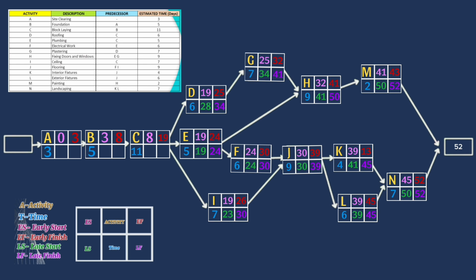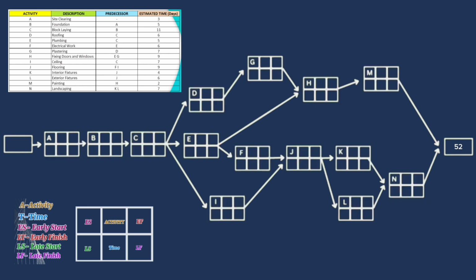The lowest value among activities D, E, and I is 19. So this will be the latest finish for activity C. So 19 minus 11 is 8. For activity B, 8 minus 5 is 3. And lastly, the latest finish for activity A is 3. So 3 minus 3 is 0. The backward pass is completed.